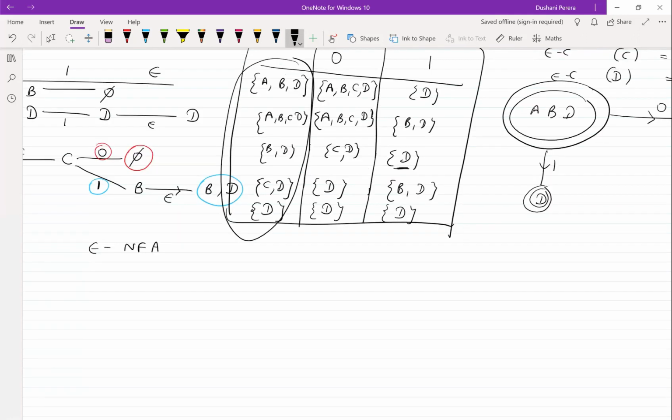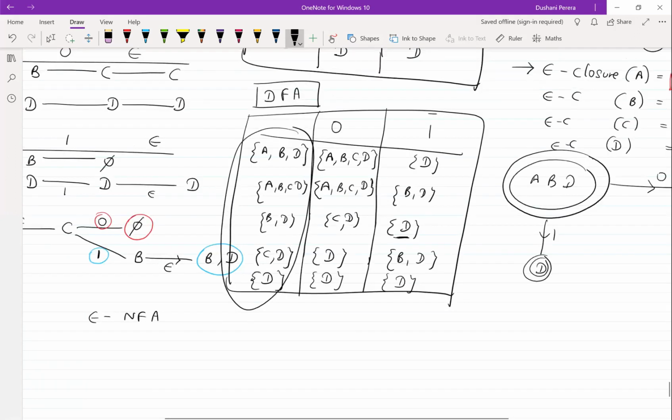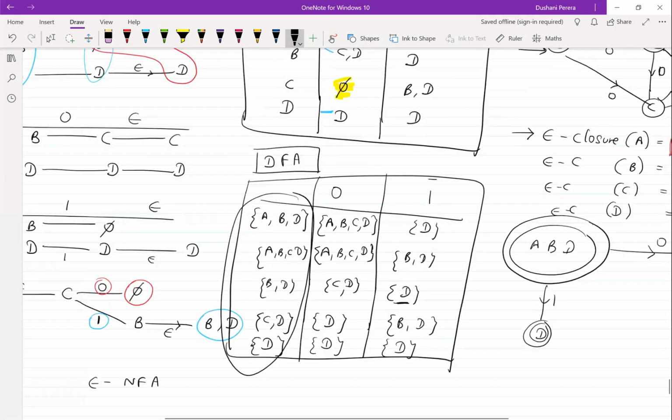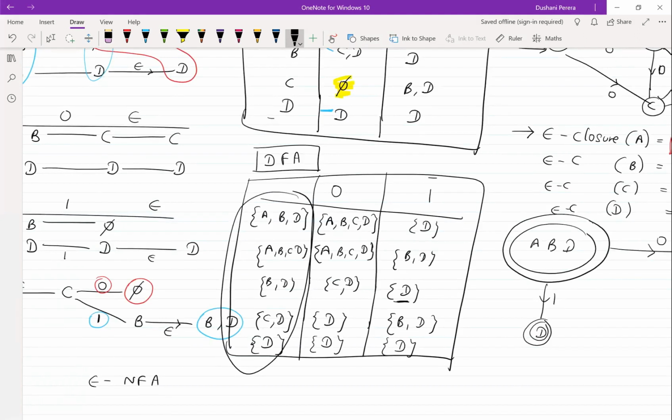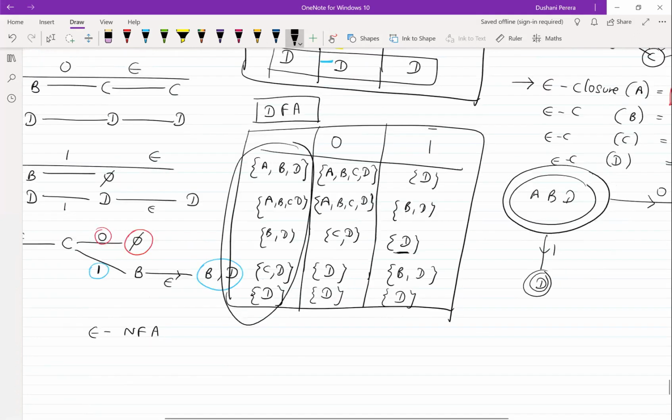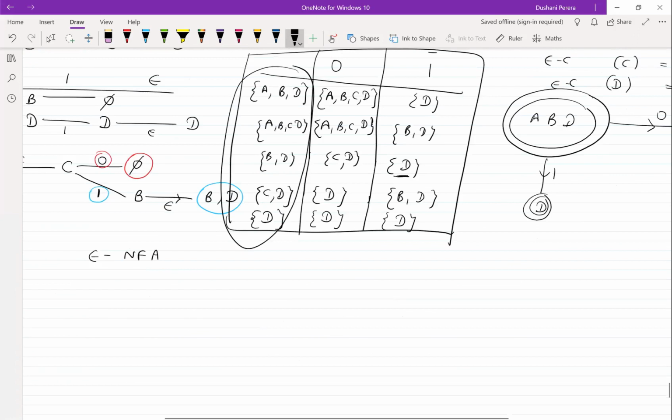All the new resulting states should get the transition in the DFA table. Because D is a single state, it is the only one. Okay, yes, good. Thank you for reminding me of that.